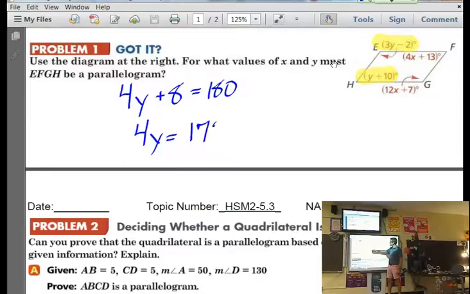Yeah, we subtract 8 from both sides. So to get here, we took away 8, took away 8. And then we divide by 4, and you got, what was it? 43.